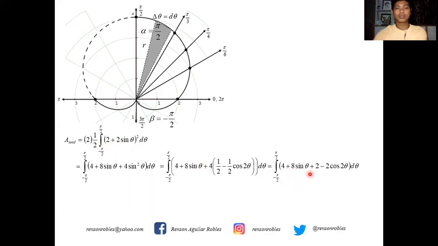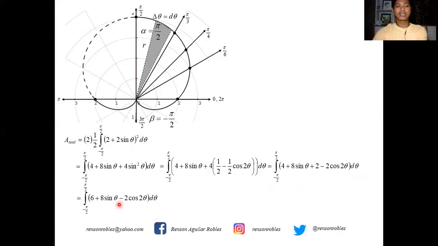And simplifying further, you will have 4 plus 8 sine theta. 4 times 1/2 is 2. And then 4 times negative 1/2 is negative 2. Then you copy cosine 2 theta d theta. And then you can combine 4 plus 2, and that will become 6 plus 8 sine theta minus 2 cosine 2 theta d theta. And we are now ready to evaluate the definite integral.